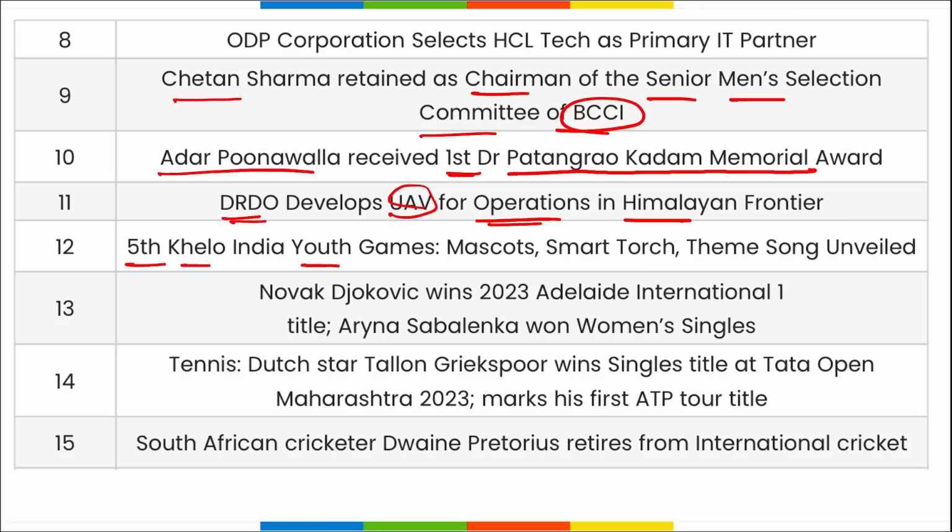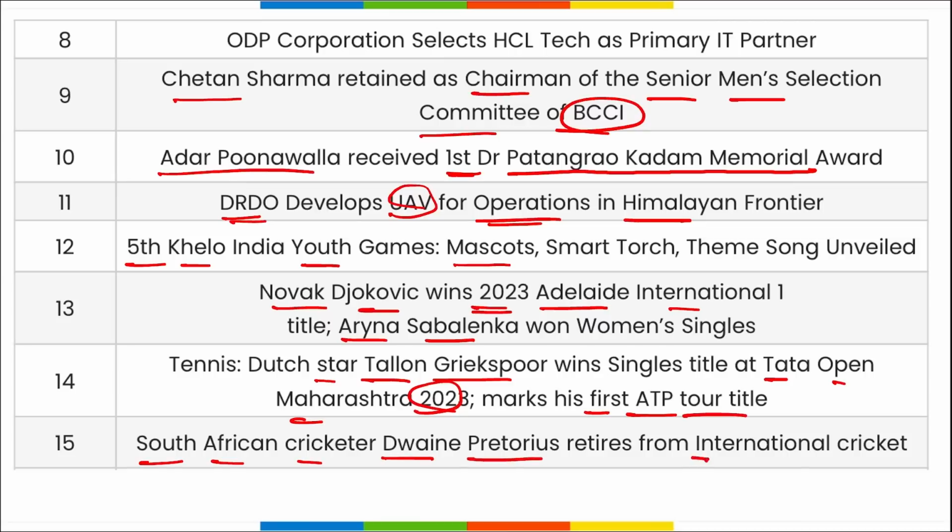5th Khelo India Youth Games mascot was released. Novak Djokovic won the 2023 Adelaide International title and Aryna Sabalenka won the women's singles title here. Then Dutch star Tallon Griekspoor has won the singles title at the Tata Open Maharashtra 2023, marking his first ATP Tour title. South African cricketer Dwaine Pretorius has retired from international cricket and he is from South Africa. Alright.